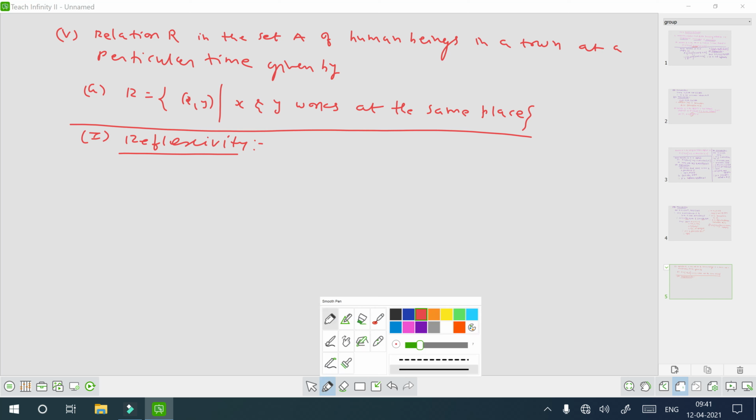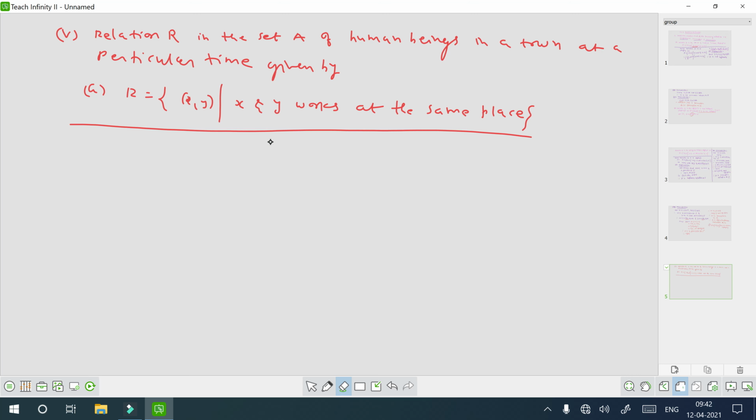Now see, for reflexivity, here R is given. Before that, we have to denote R. Here, R is equal to the ordered pair (X, Y) such that X and Y work at the same place. Very, very easy sum. Clear? Now first part, check the reflexivity.